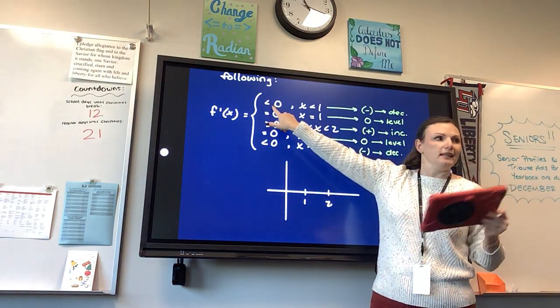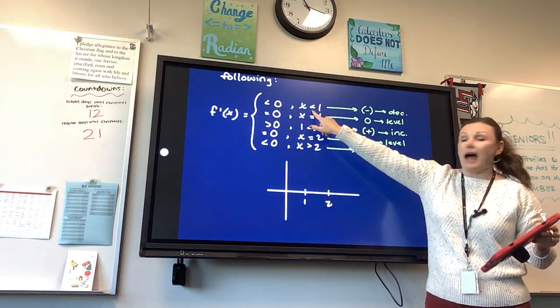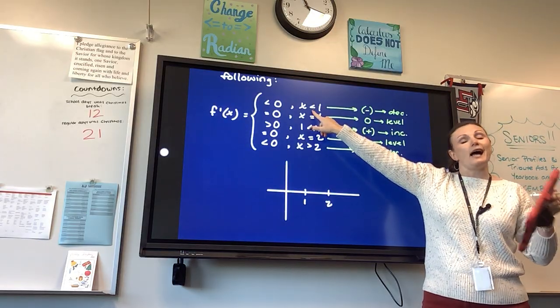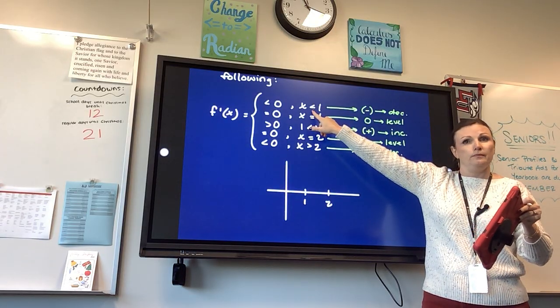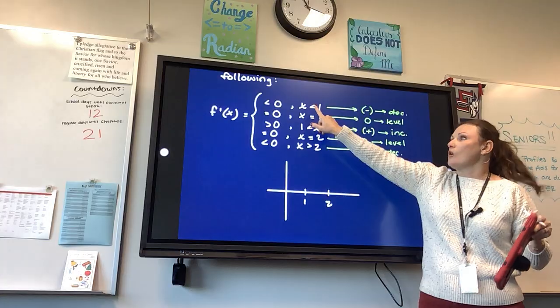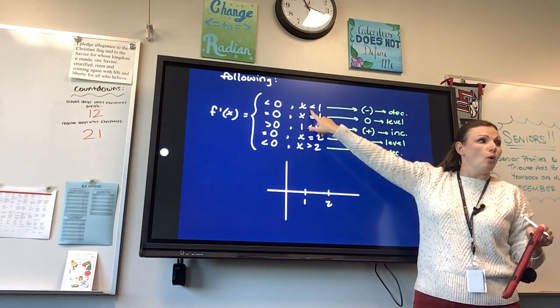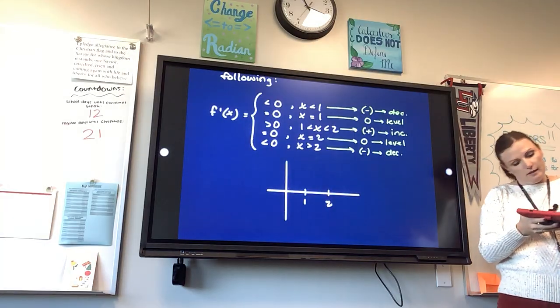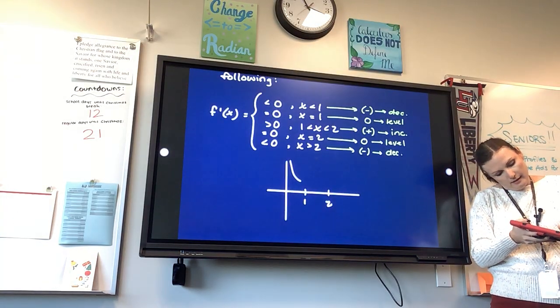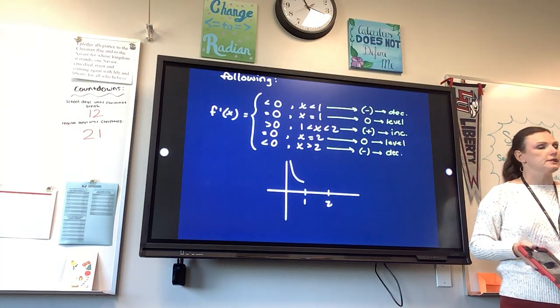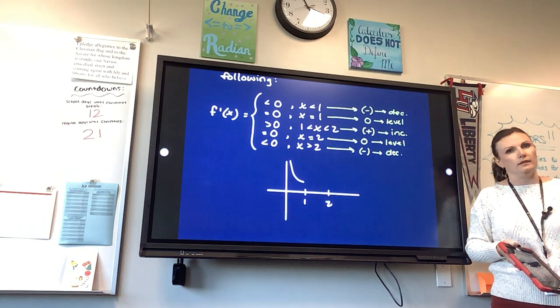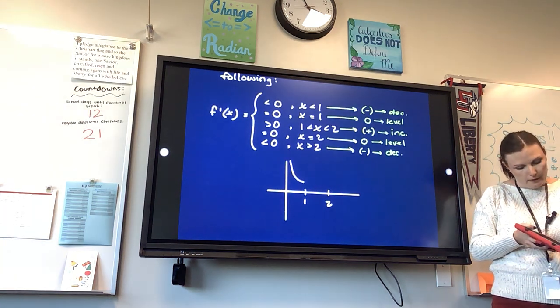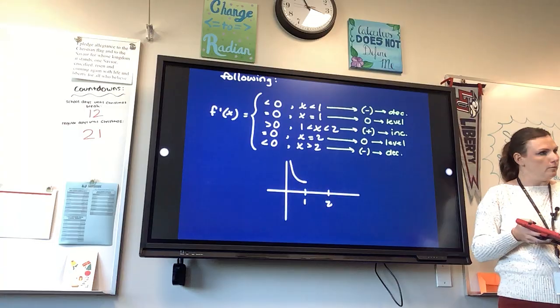This you look at and say negative. This, I want you to tell me which side of 1 is it referring to? The left side of 1. So on the left side of 1, what am I going to do for the graph? I'm going to decrease. So I begin like this, just decrease to 1. What happens at 1? It levels off a little bit. So we've kind of tabled off a little bit.